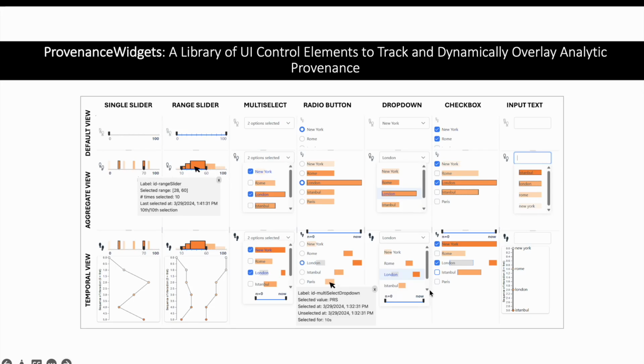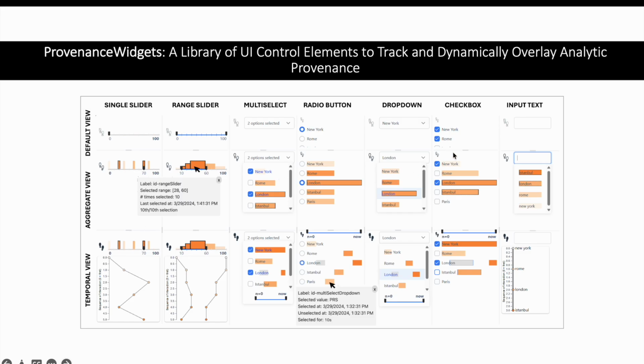This is Provenance Widgets, an open source library of standardized UI control elements to track and dynamically overlay analytic provenance. The library presents 7 UI control elements with modified features for users to be able to see their aggregate summary of provenance and a temporal evolution of provenance over time.